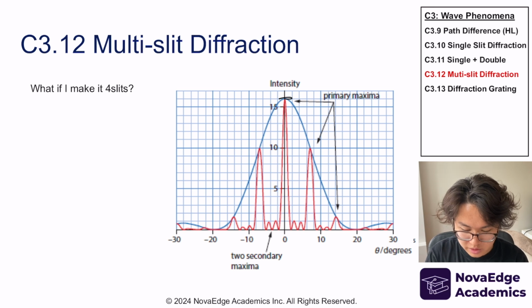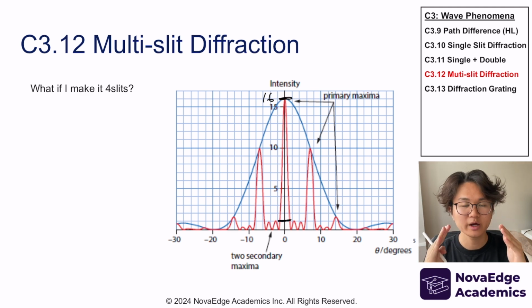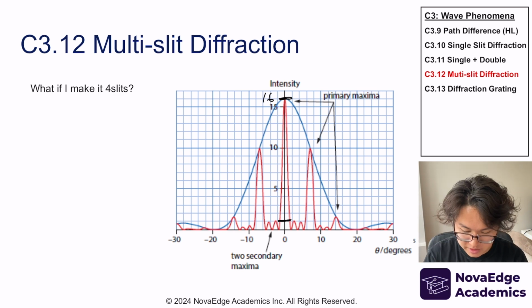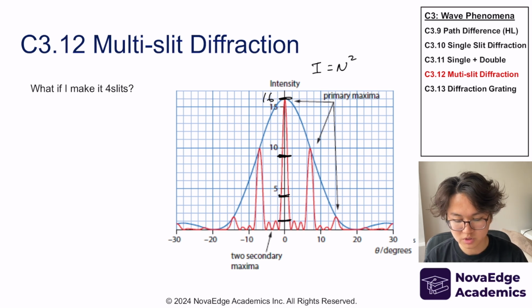Now, one thing to note, the peak intensity is 16. Okay, if you have 1 slit, the intensity is actually 1. If you have 2 slits, then 2 amplitudes combine with each other, it makes it 4. If you have 3, it's 9, and then if you have 4, it's 16. So what does that mean? Intensity is the number of slits squared. Okay, and why is it squared?